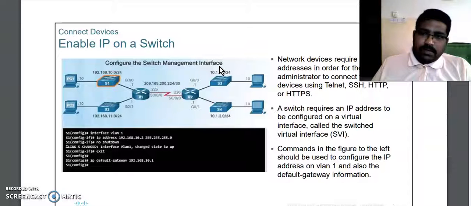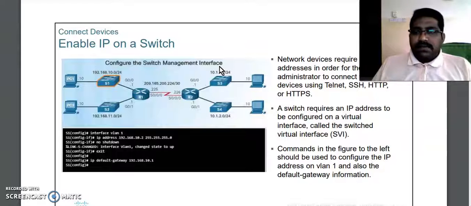So interface VLAN 1, then you have to use the command IP address, followed by the IP address and subnet mask of that switch. Then you have to activate this by using the command no shut.